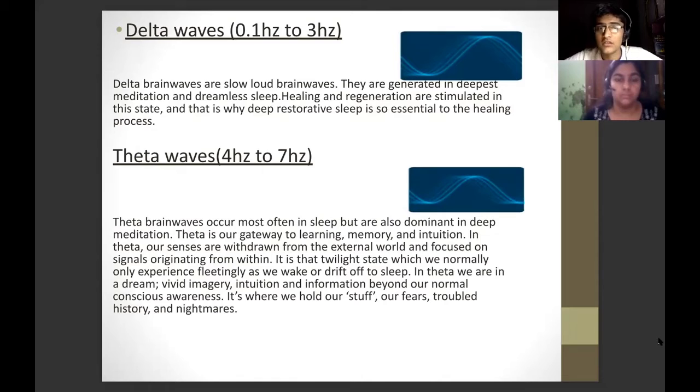Then we have the theta waves, which range between 4 Hz to 7 Hz. Theta brainwaves occur most often in sleep, but are also dominant in deep meditation. Theta is a great way to learning, memory, and intuition. In theta, our senses are withdrawn from the external world and focused only on signals originating from within. It is that twilight state which we normally only experience fleetingly as we wake or drift off to sleep. In theta, we are in the dream, with vivid imagery, intuition, and information beyond our normal conscious awareness. It's where we hold our fears, troubled history, and nightmares.